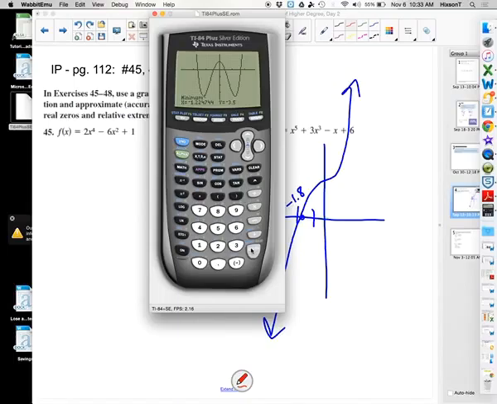Alright? Any questions about how we did that? Alright, good. So that's how we would find a zero, a minimum, and then of course we could find the maximum doing the same thing. It's going to ask for a left bound, right bound, and a guess.